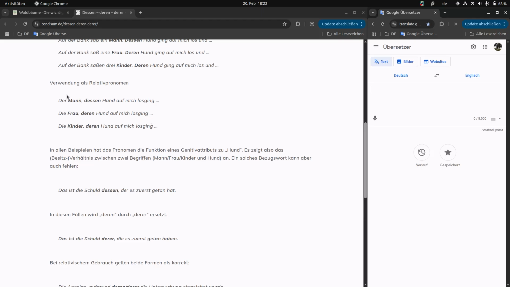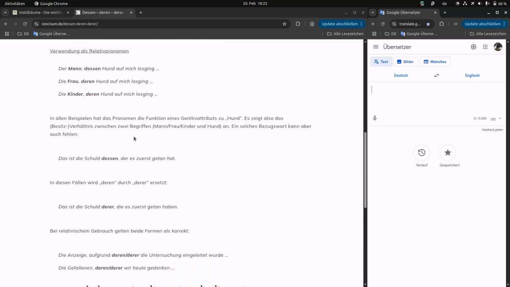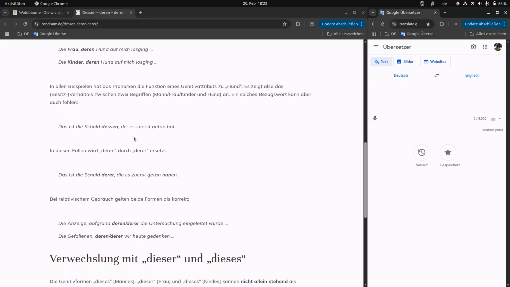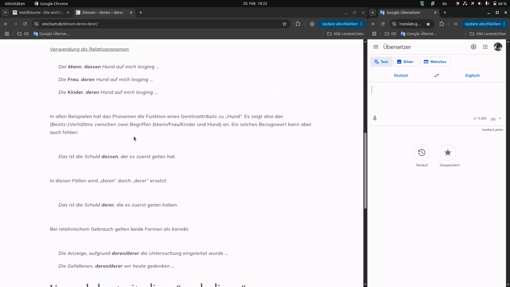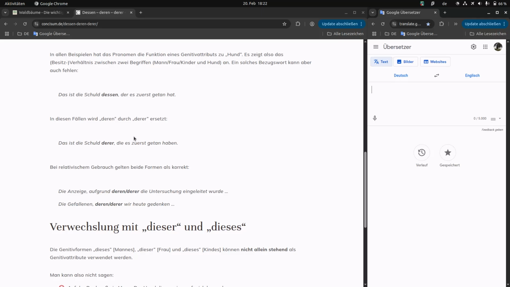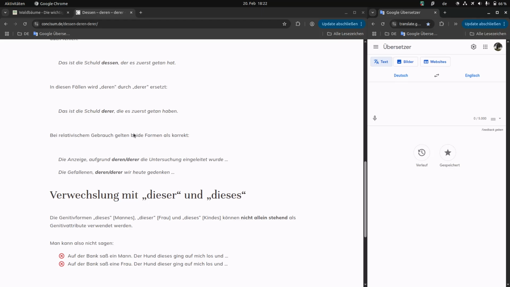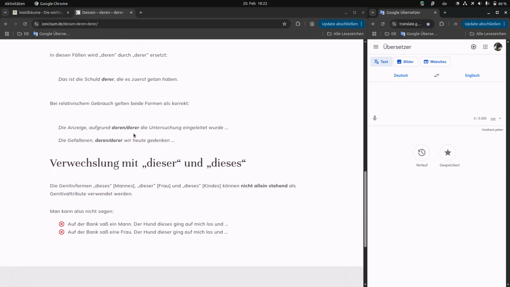And here is the structure we had. Die Frau, deren Hund auf mich losging. So the woman of that the dog went after me. You could also say went after me. But yeah, I'm just trying to find another explanation. I think basically, if I'm getting that correctly, because I've never really thought about this, that's why I'm finding it hard to explain it.